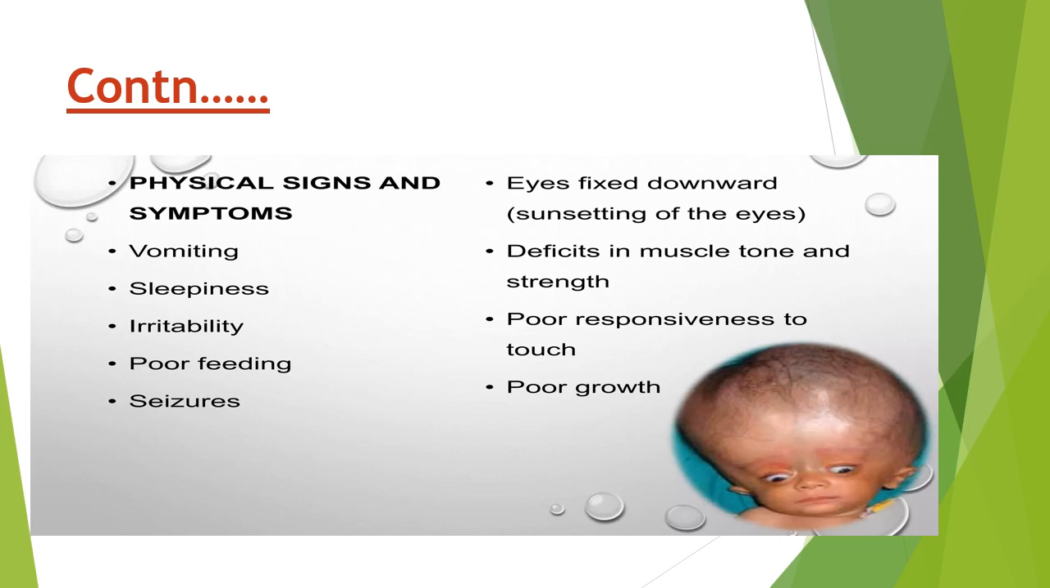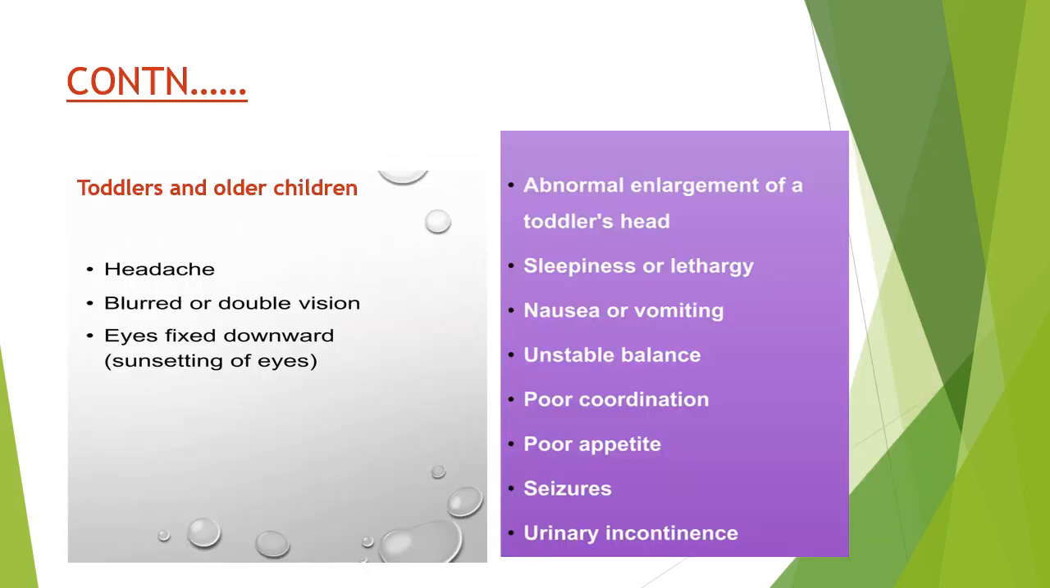Next, continuing the physical signs and symptoms: vomiting, sleepiness, irritability, poor feeding, seizures. Then the sunsetting sign is also important: eyes fixed downward, because there will be optic nerve compression and edema in the eyelids. So there will be sunsetting eyes, or eyes fixed downward. Then deficit in muscle tone and strength, poor responsiveness to touch, and poor growth.